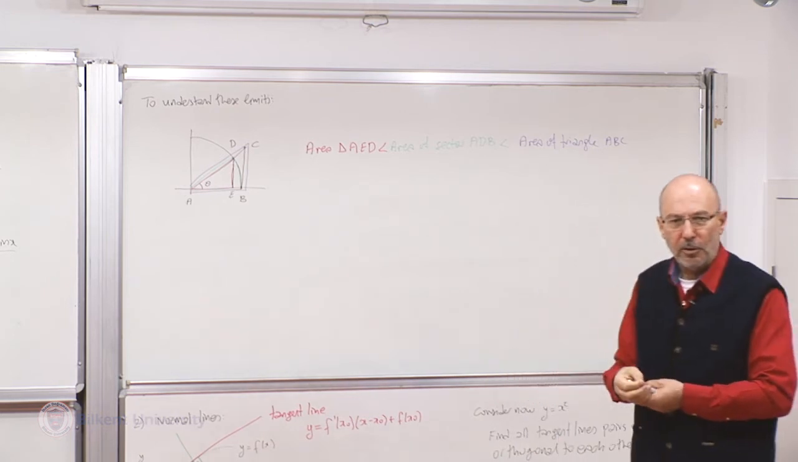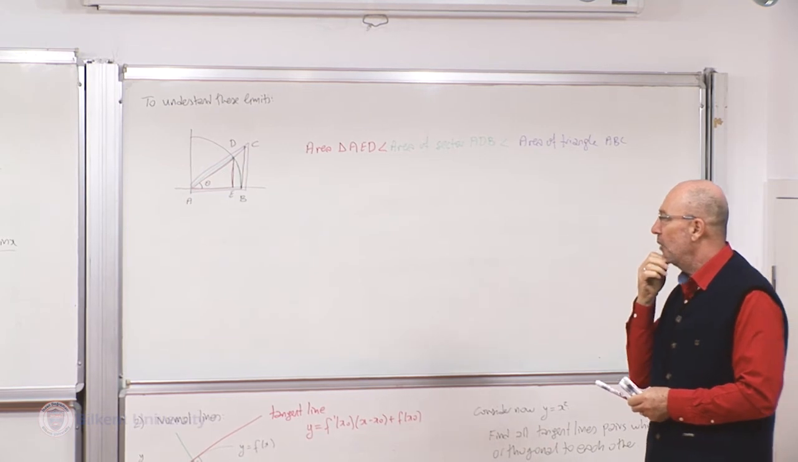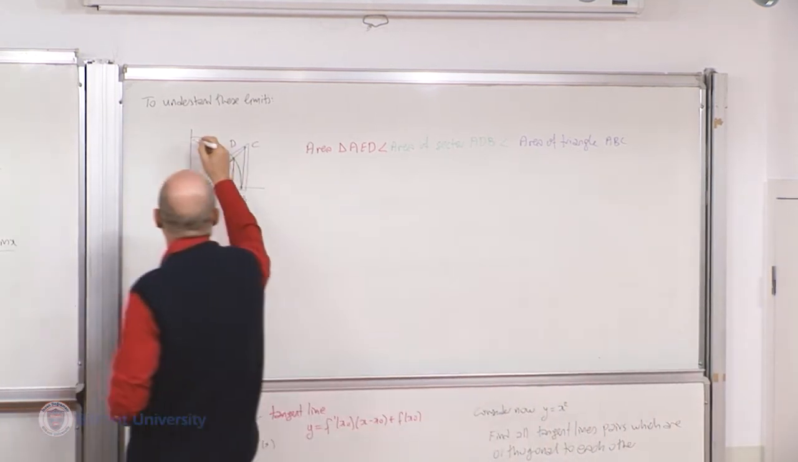So this is clear. Now I want to write these in terms of theta. This is the unit circle, so this is 1.